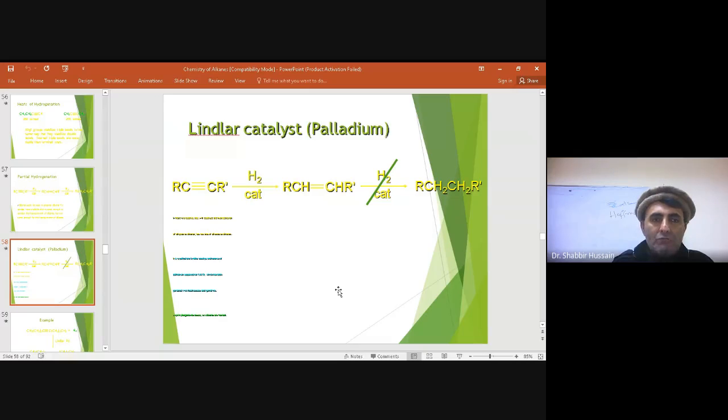Alkene, right? We can synthesize alkene by multiple ways. The first one is preparation of alkene from alkyne.